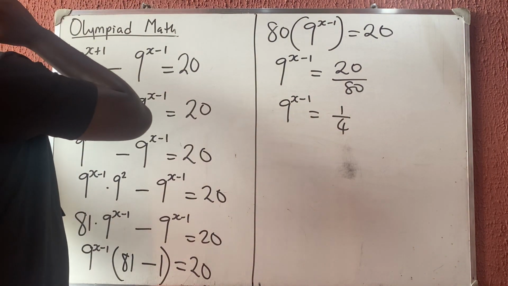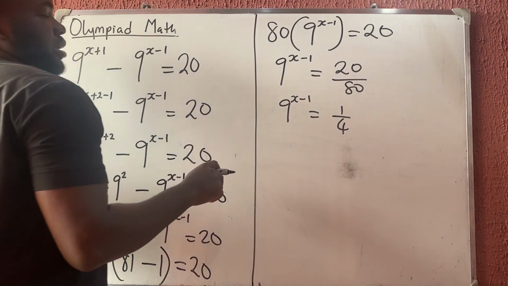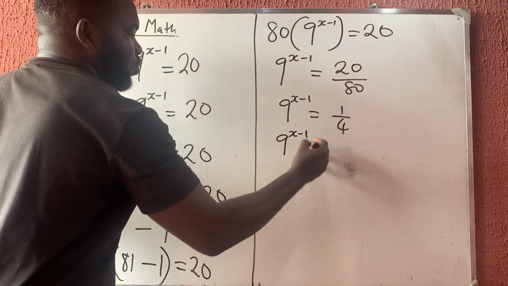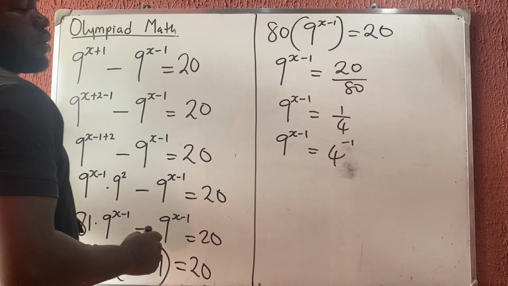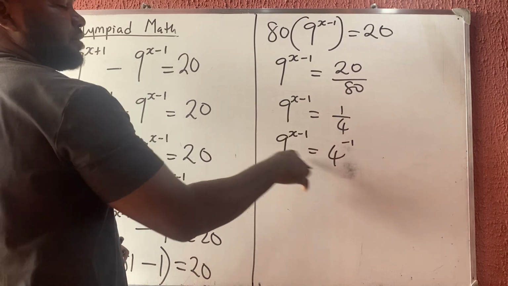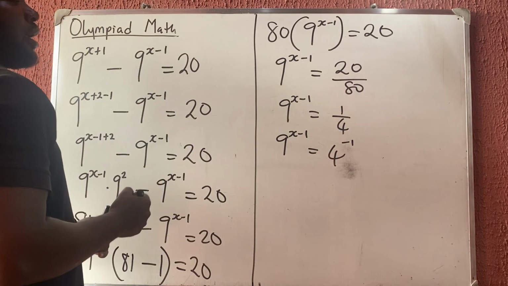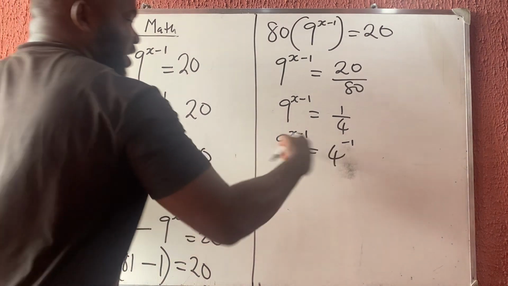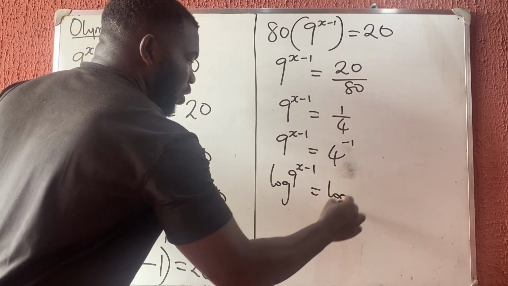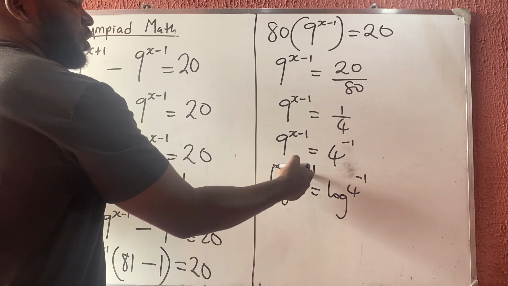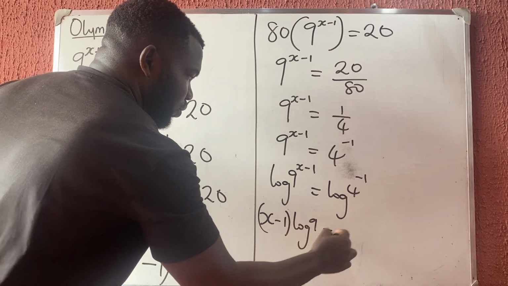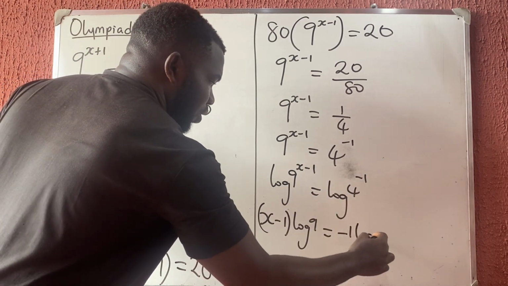Now, let us break this down. This is saying 9 raised to power x minus 1 is equal to 4 raised to power minus 1 according to indices. Now I told you that whenever the bases of these two cannot be broken down to look alike, I will now introduce logarithm to solve it. So I'm taking the log of both sides. If I say log 9 raised to power x minus 1 is equal to log 4 raised to power minus 1, according to logarithm, this can go to the back. So I'm going to have that x minus 1 log 9 is equal to minus 1 log 4.